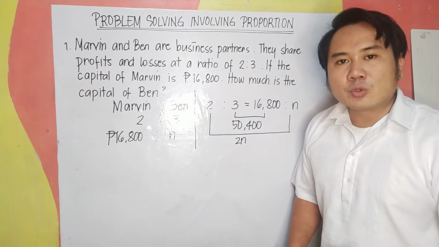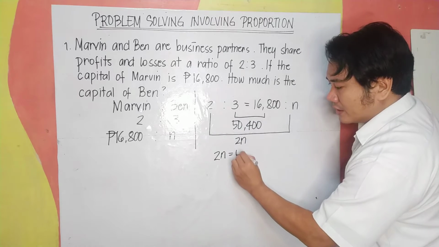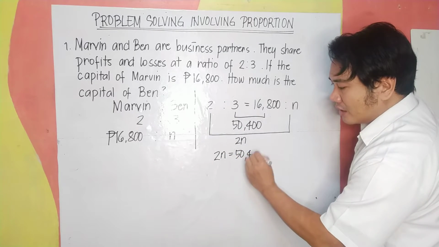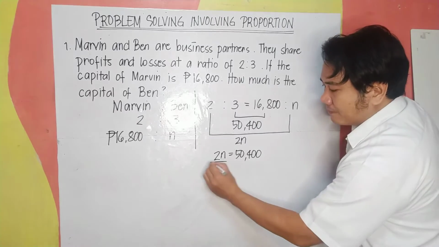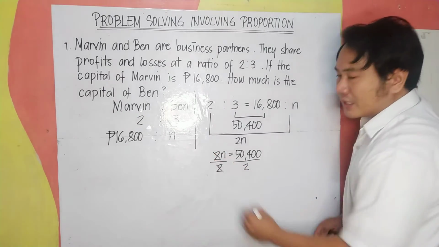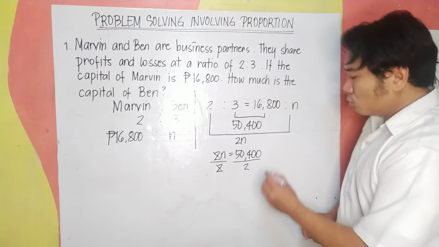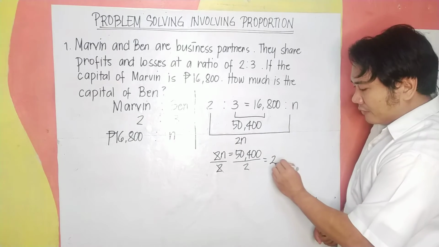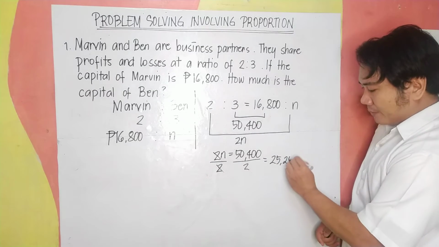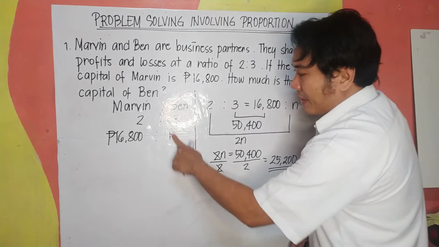And then we are going to equate the two. 2N equals 50,400. Dividing both sides by 2, para makancel natin yung 2 doon, 50,400 divided by 2 is equal to 25,200 pesos. This is the capital share of Ben. Ito yung N.